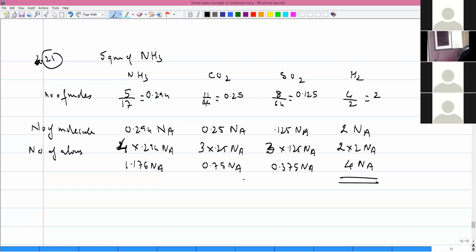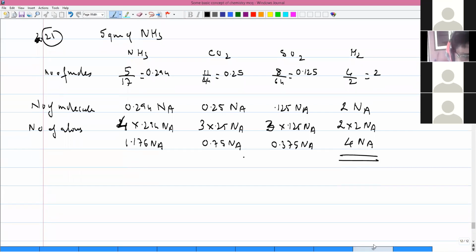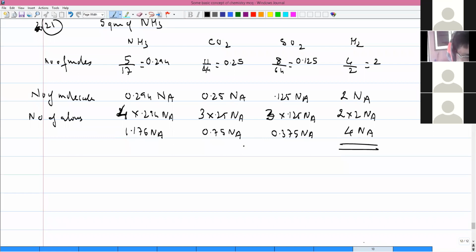In Haber's process, dihydrogen and 30 ml of dinitrogen are taken for the reaction which yielded 50% of expected product. What will be the composition of the gaseous mixture?